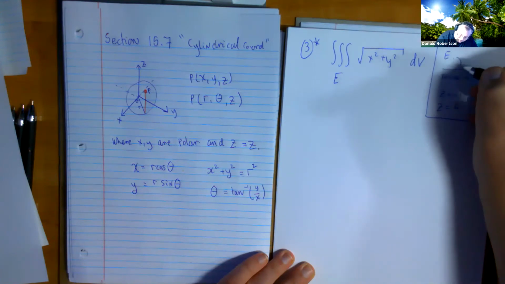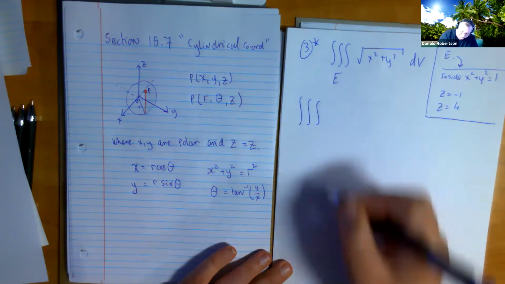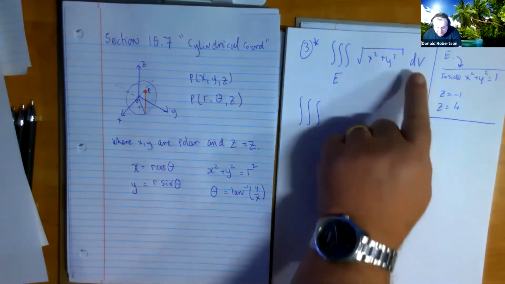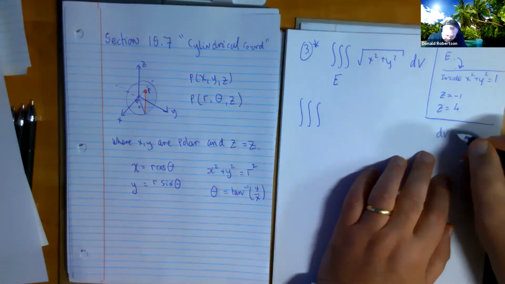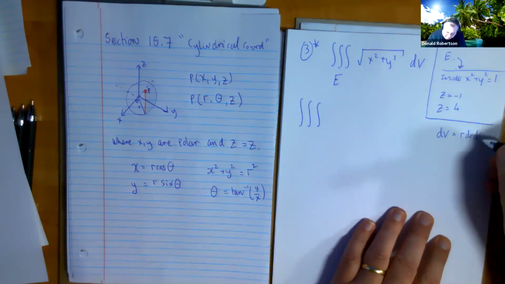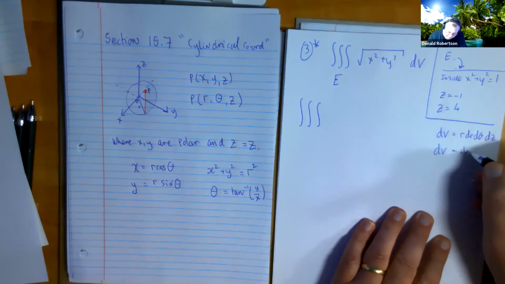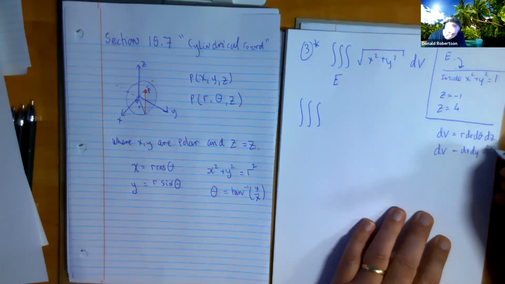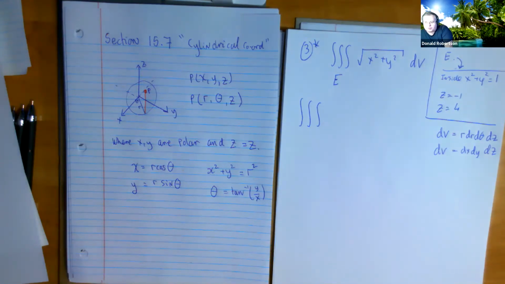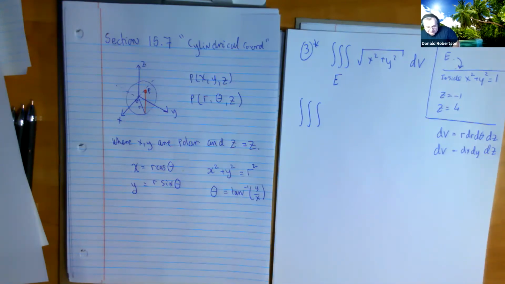So that's E. So let's see if we can set this fella up. The dV that we're going to do is going to be r dr d theta dz instead of dx dy dz. Are you all comfortable about where that funny r is coming from? Now we're going to take every piece of this puzzle and convert it into numbers or r's and thetas.